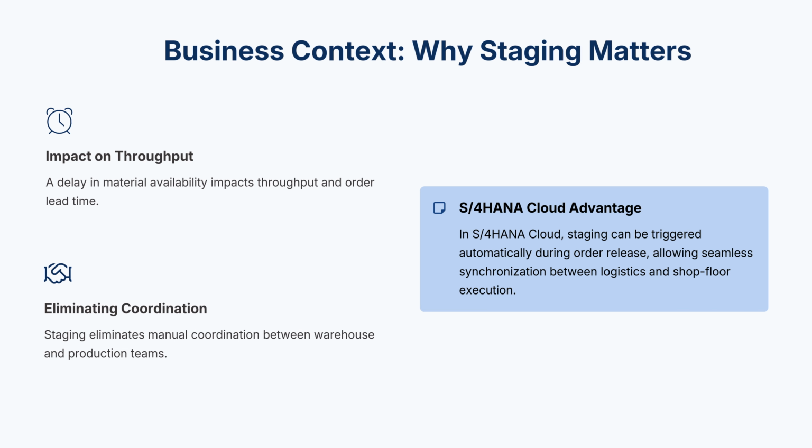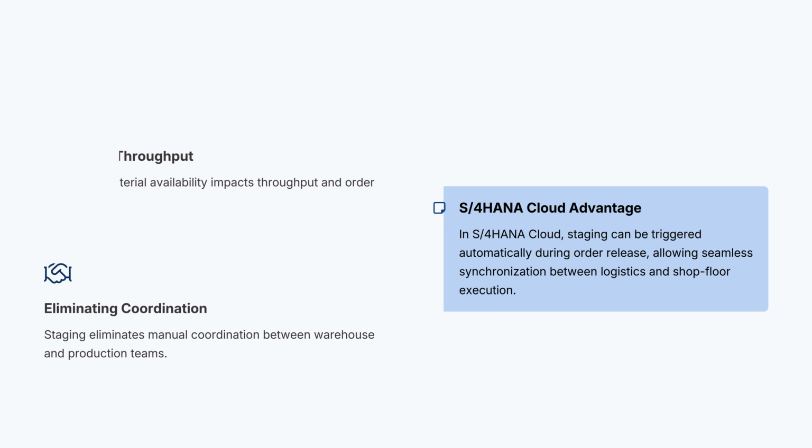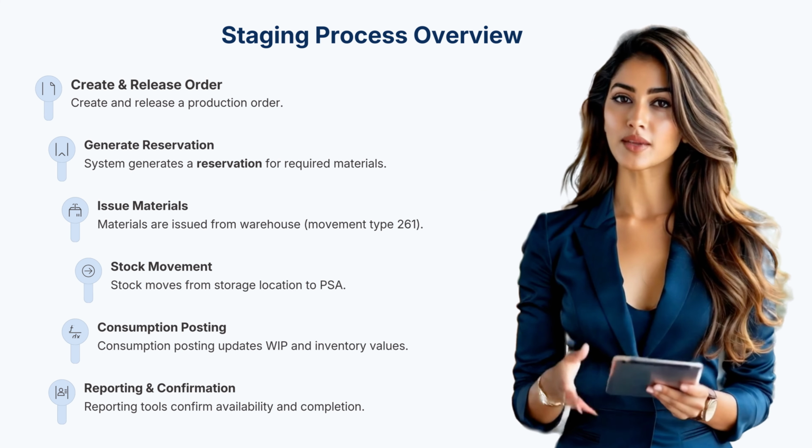Business context. Why staging matters. In a manufacturing environment, every minute of production downtime costs money. Staging eliminates uncertainty by automating material movement from storage to the shop floor. S/4HANA Cloud integrates this process so that as soon as a production order is released, reservations and stock movements are generated automatically.